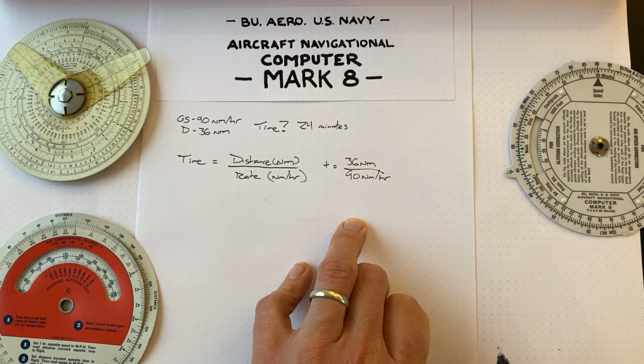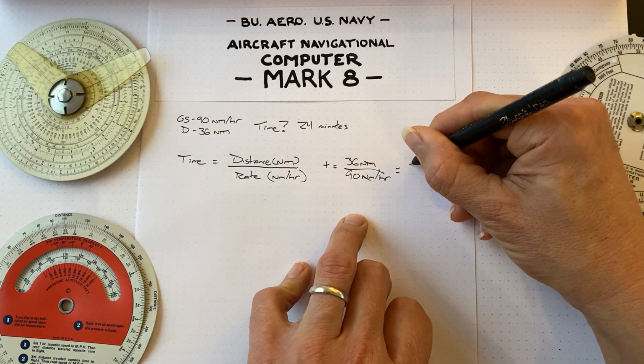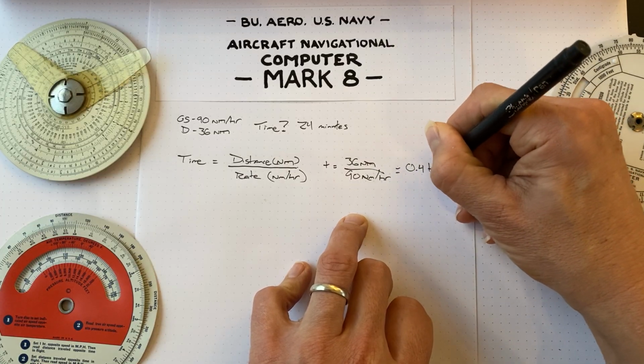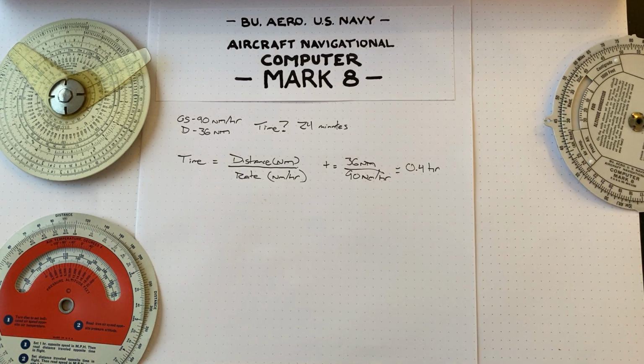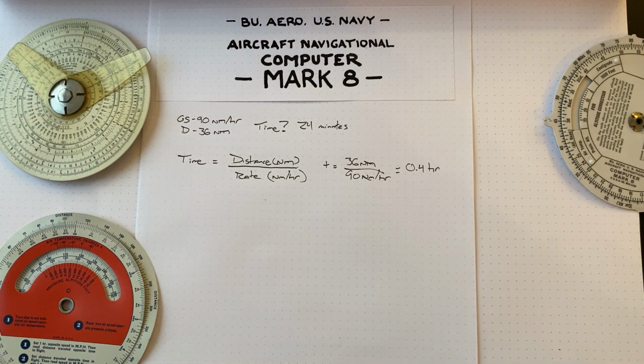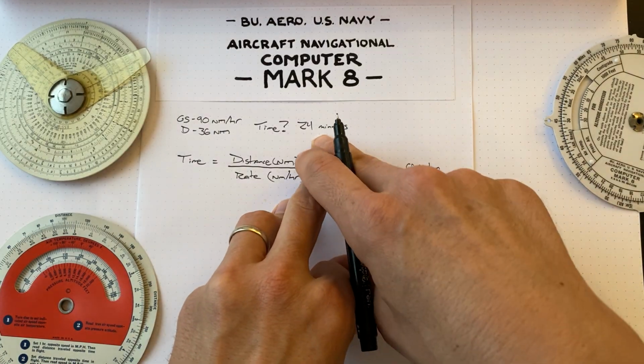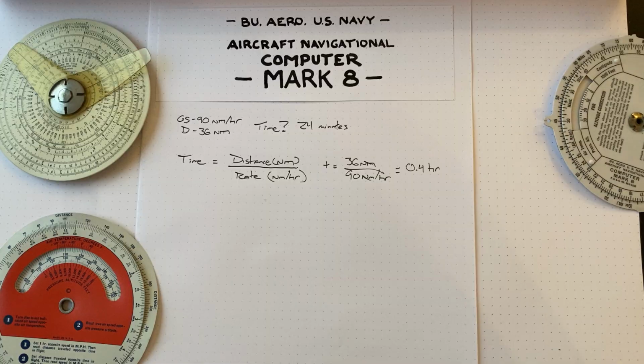And so when we look at our units here, the nautical miles will cancel out and it will give us our answer of 0.4 hours. Wait a minute, this is not how we look at our clocks. The answer in hours doesn't really help us. And when we got our answer on the Dalton computer, we got it in minutes. So how did that work?